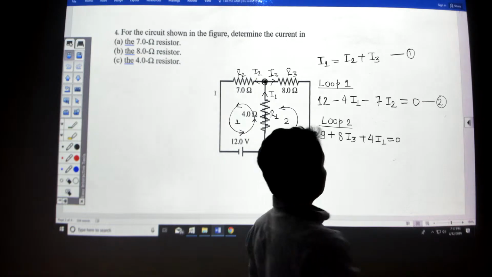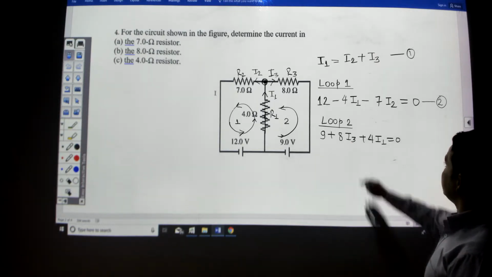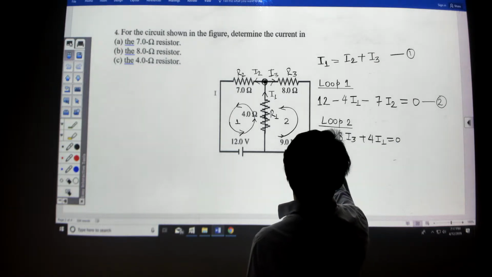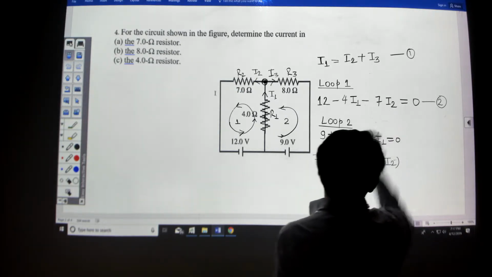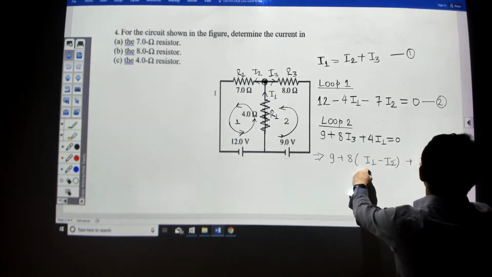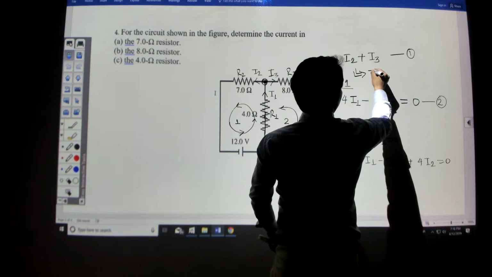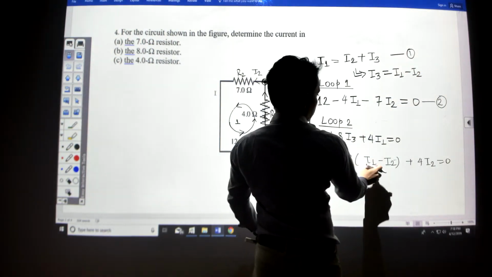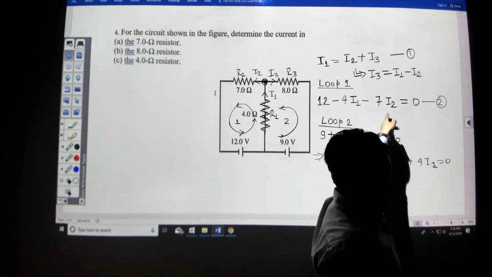Okay. See, this equation has I1 and I2, and this one has I1 and I3. So what I can do is solve in order to have the same variables. From equation 1, I3 can be given by I1 minus I2. I'm plugging this into equation 2. So here you see I3 is simply equal to I1 minus I2, and I'm plugging this value into this equation: 8 times (I1 minus I2) plus 4 I1. Why am I doing this? Just to make the two variables in terms of I1 and I2, so we can solve easily.